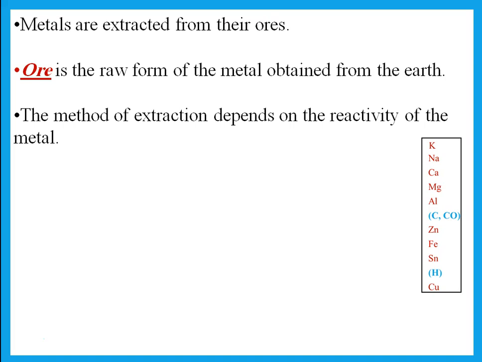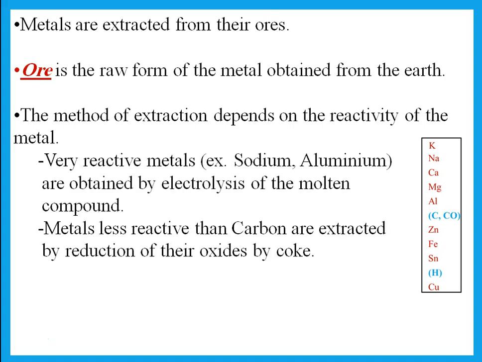So in this case, when we cannot use reduction with carbon, then we have to use electrolysis. Basically, the very reactive metals are obtained by electrolysis of the molten compound. Remember, in the chapter on electrolysis, we said we could obtain sodium metal by electrolysis of molten sodium chloride. So if I have molten sodium chloride and I do electrolysis, I get sodium. We're also going to use electrolysis to obtain aluminium.